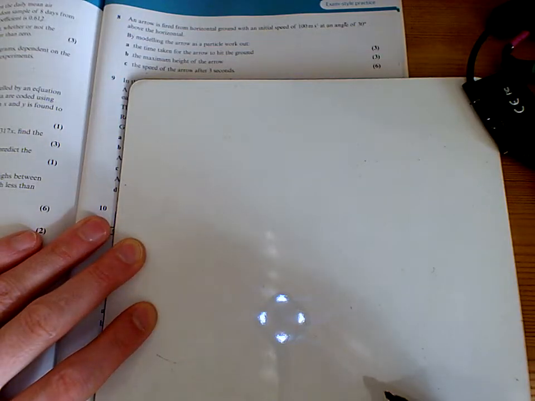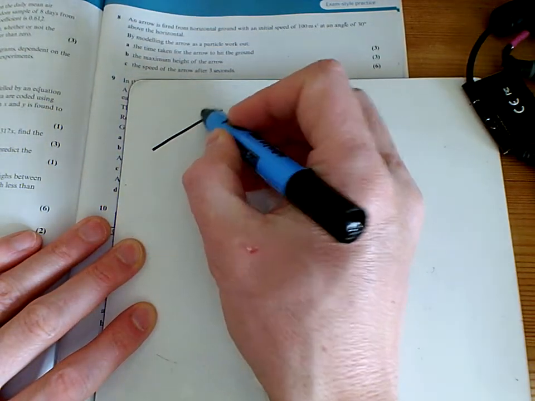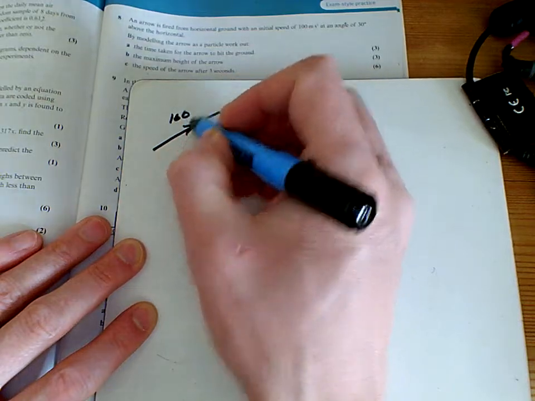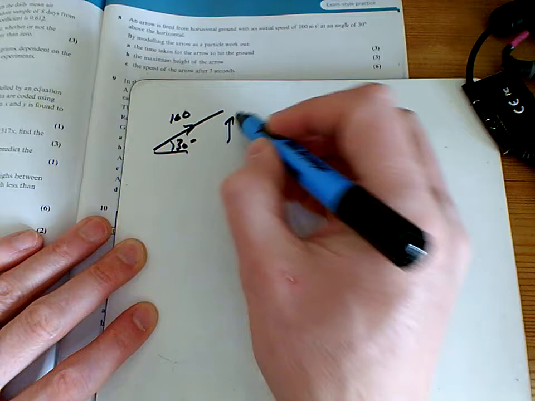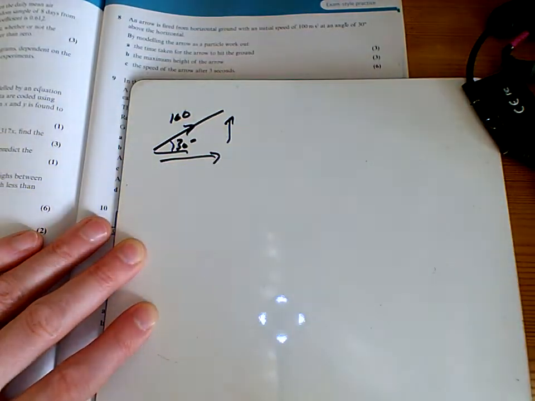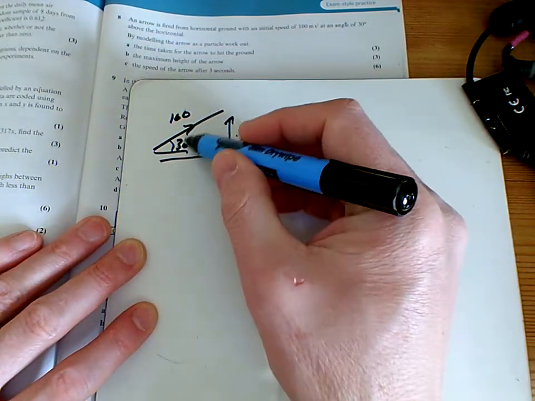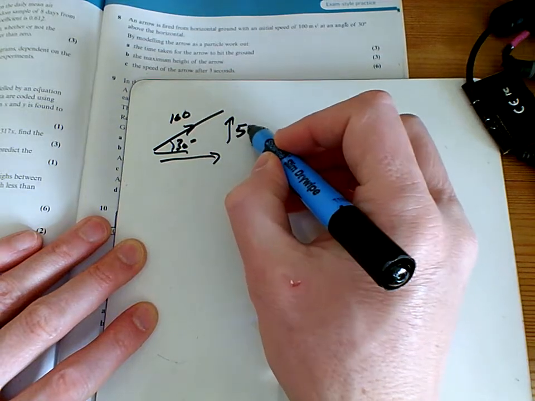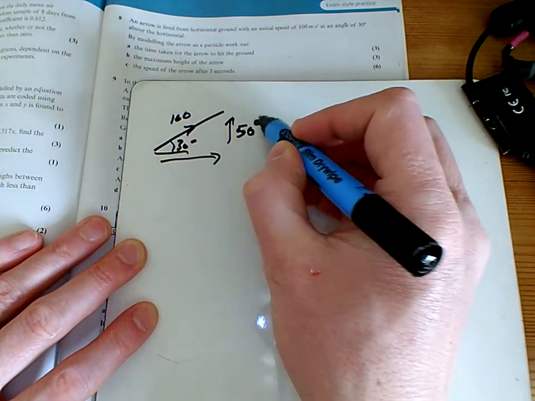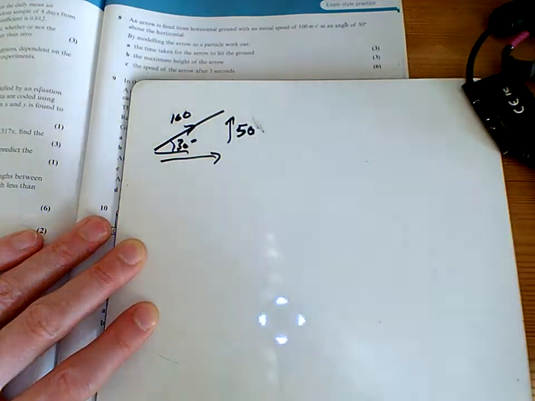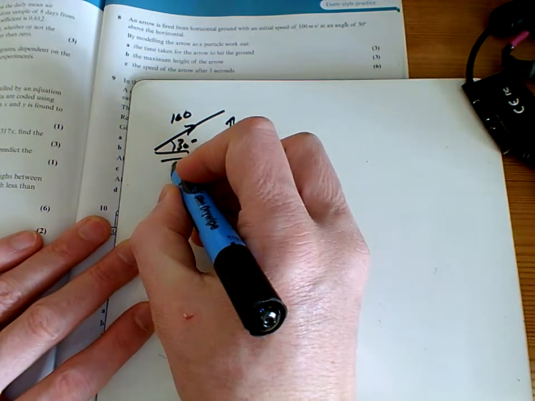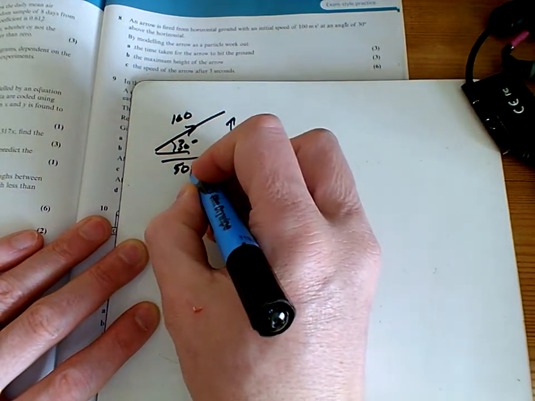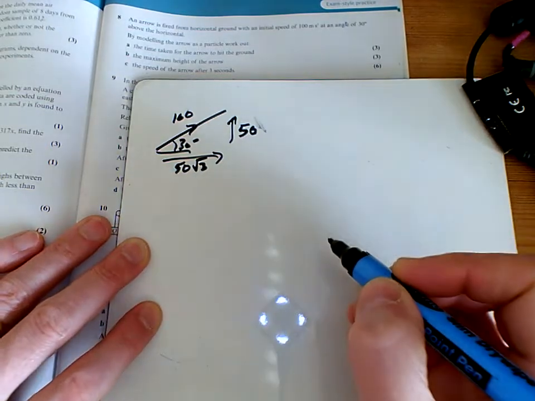Question 8 is a projectile question, and we've been told it's going up at 100 meters per second at an angle of 30 degrees. So let's split this up straight away. Over here, we've got 100 sine 30, and you can tap it into the calculator or just know that 100 sine 30 is 50. And along the bottom, we've got 100 cos 30, which I've tapped in the calculator, is 50 root 3.